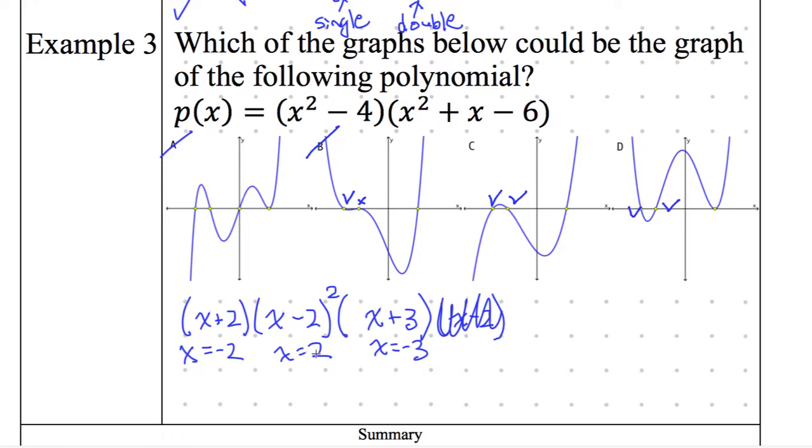And then finally, we're going to check x equals 2. X equals 2 has a multiplicity of 2, which is even, therefore it touches but does not cross. So this one crosses, not good. This one touches and then goes backward. That one is good. So our correct answer is D.